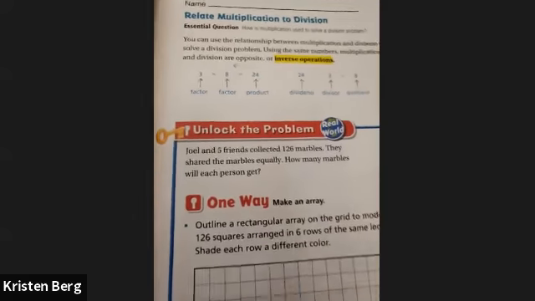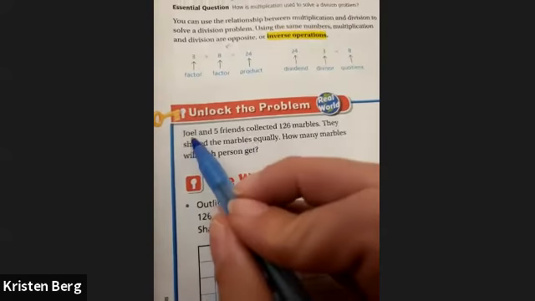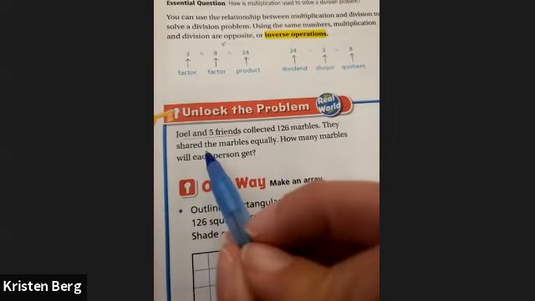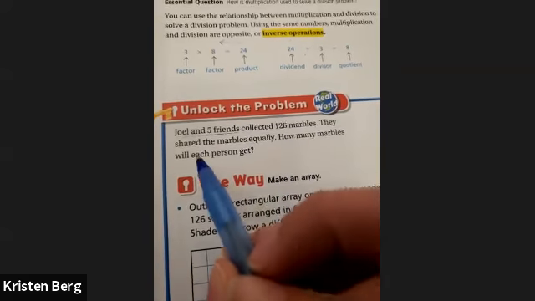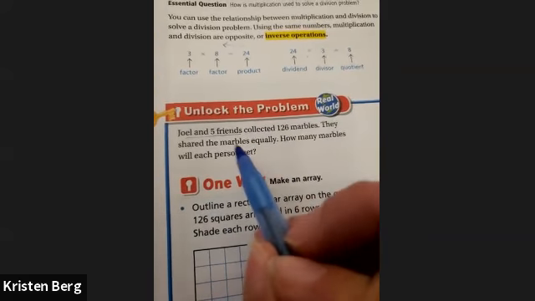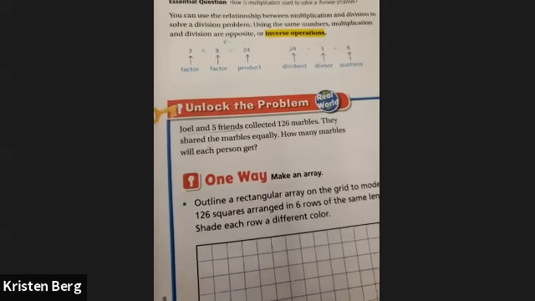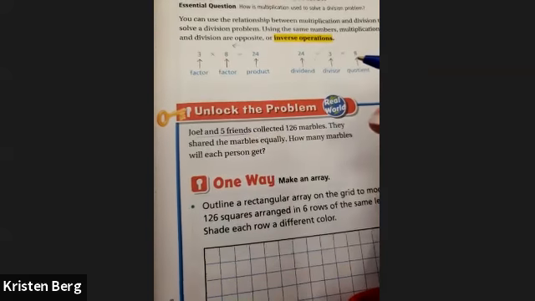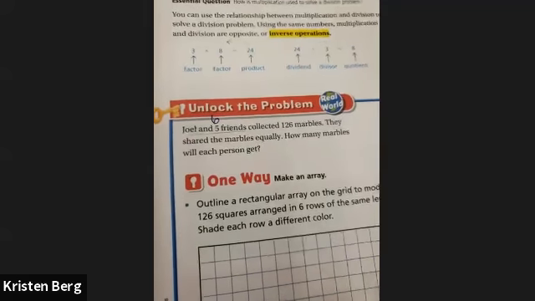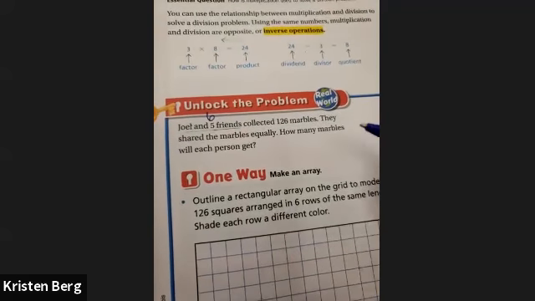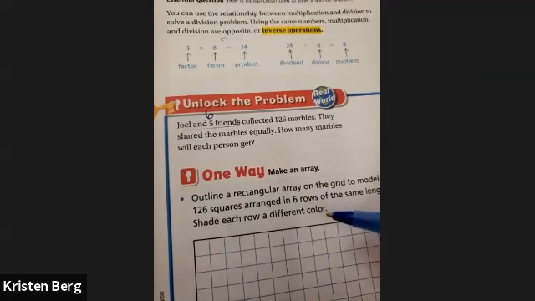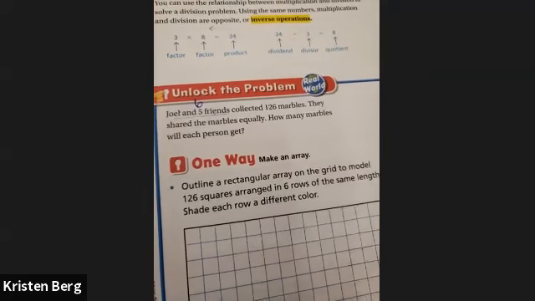So here is the first problem that I'm going to show you. It says Joel and his 5 friends collect 126 marbles. They share the marbles equally. How many marbles will each person get? So first of all, if you look, it says Joel and 5 friends. So that is a total of 6 people who collected that many marbles and can share them. Well, here is what you should do.